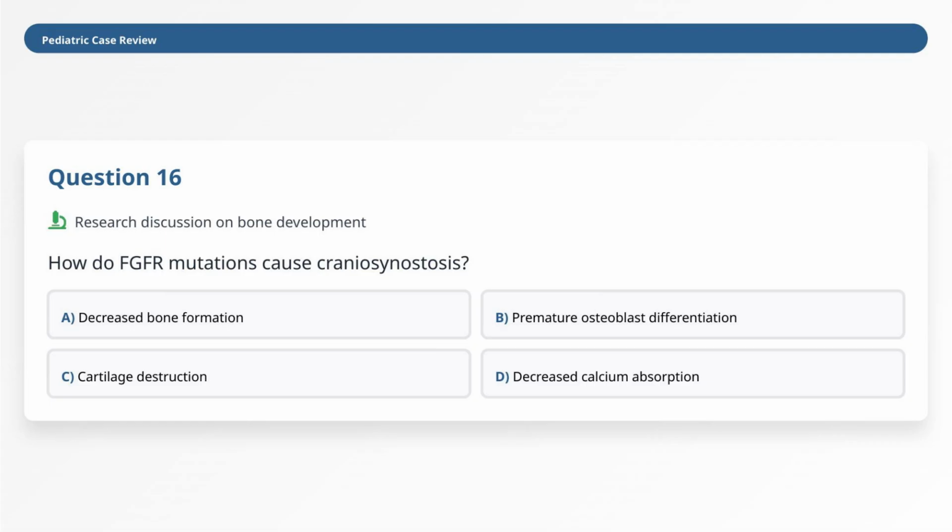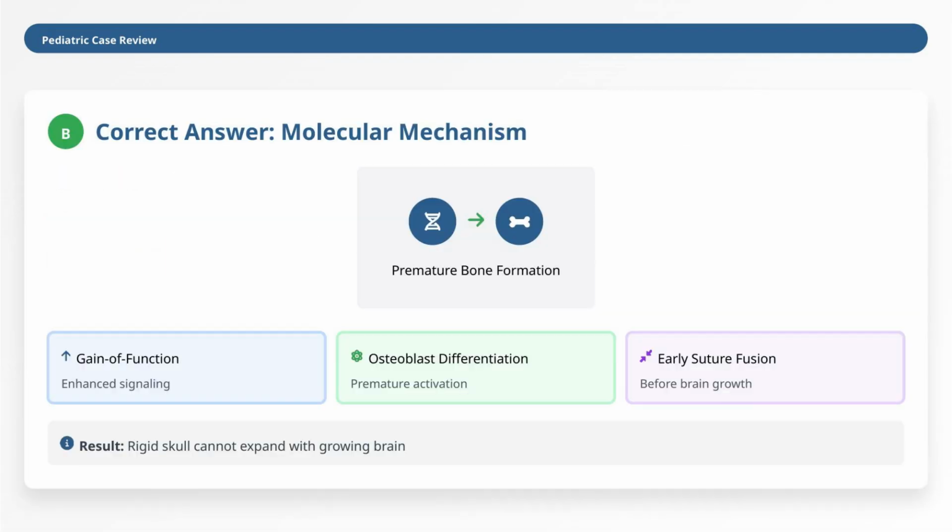Question 16. During a research conference, the molecular mechanism of craniosynostosis in Pfeiffer syndrome is discussed. How do fibroblast growth factor receptor mutations cause premature suture fusion? Option A, decreased bone formation. Option B, premature osteoblast differentiation. Option C, cartilage destruction. Option D, decreased calcium absorption. The correct answer is B.